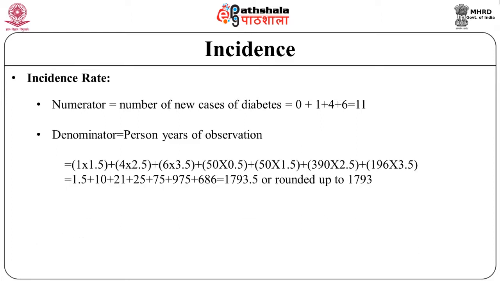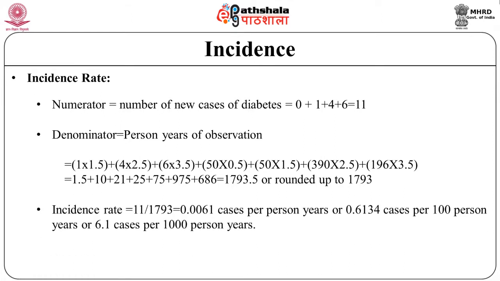The denominator here is equal to person-years of observation, which is 1 into 1.5 plus 4 into 2.5 plus 6 into 3.5 plus 50 into 0.5 plus 50 into 1.5 plus 390 into 2.5 plus 196 into 3.5, which comes out to be 1793.5, or rounded off to 1793. The incidence rate of 11 by 1793 is equal to 0.0061 cases per person year, or 0.6134 cases per 100 person years, or 6.1 cases per 1000 person years.